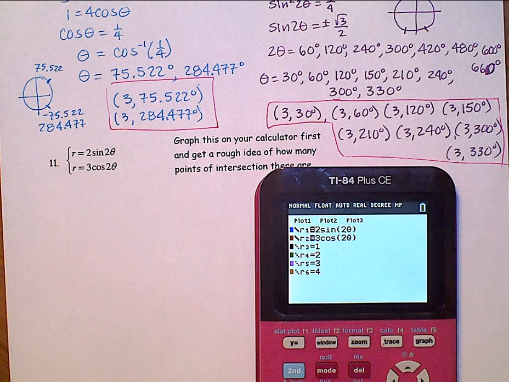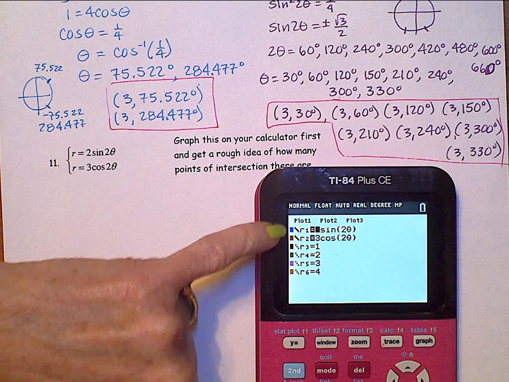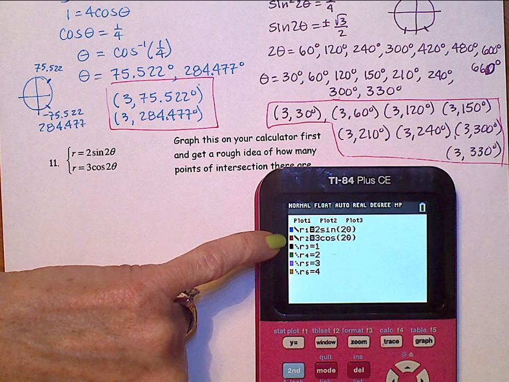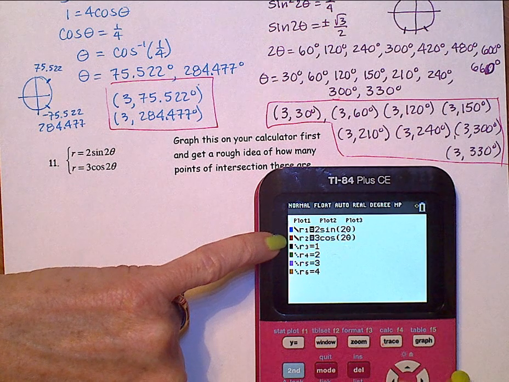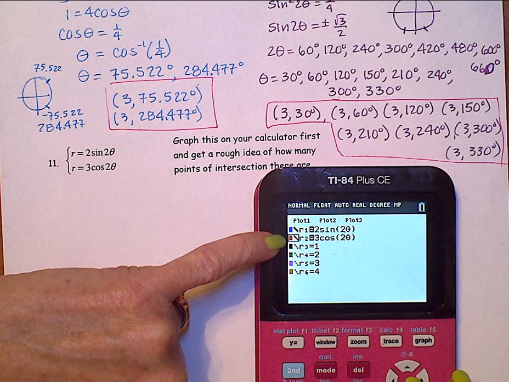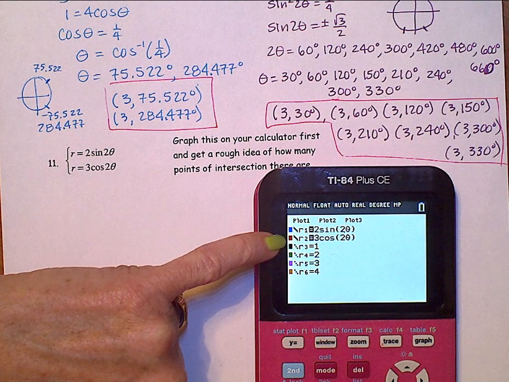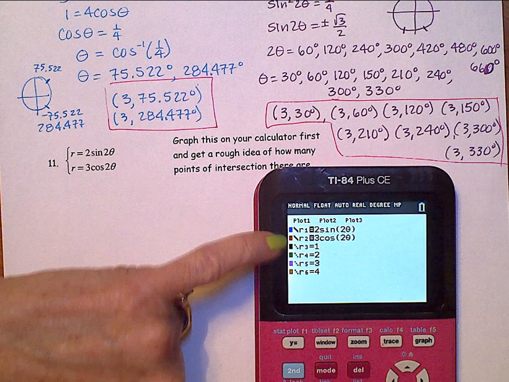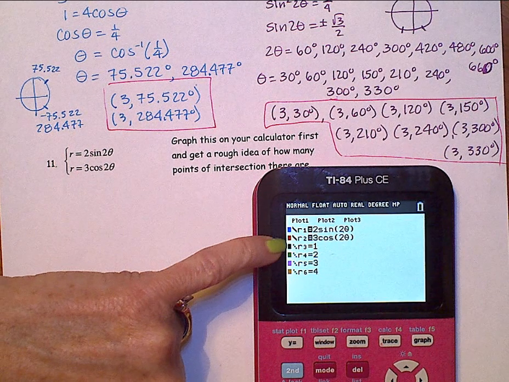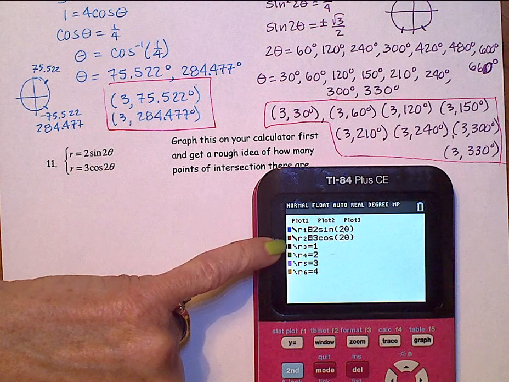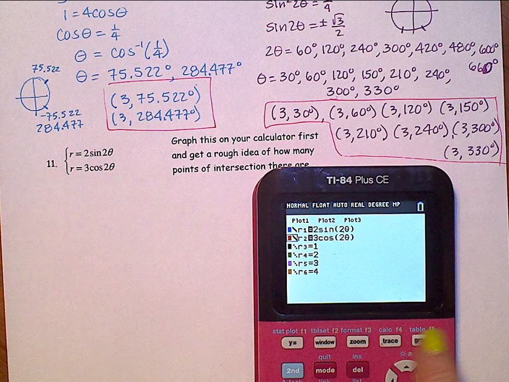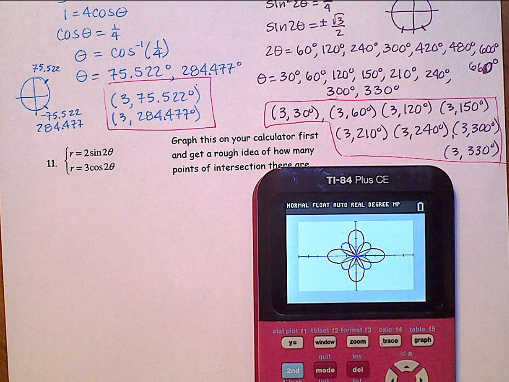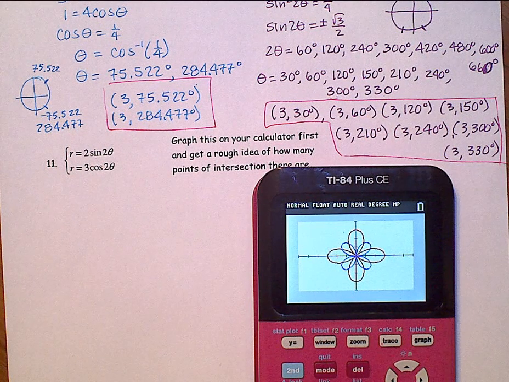If you have a color calculator, please make sure that these R1 and R2 are different colors so you can differentiate between them. If you do not have a color calculator, then go over here and you're just going to have to enter through until you get a thicker line on there. And I believe it's just one click there to get that to be a thicker line so you can differentiate between the two. Once you have that, then we go ahead and graph. Oops, mine's already done for you, but go ahead and do yours.